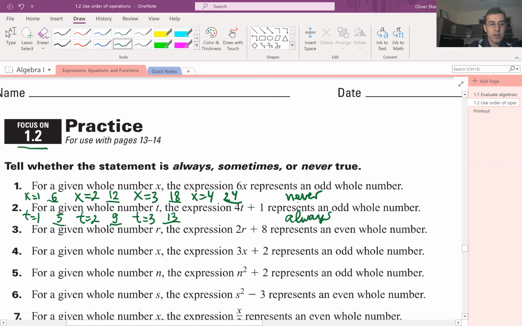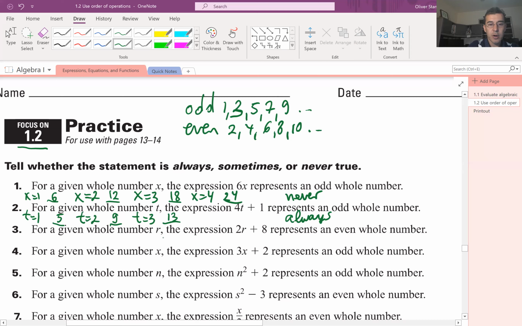For number 3, for a given whole number r, the expression 2r plus 8 represents an even whole number. Just as a review, odd and even. Odd is 1, 3, 5, 7, 9, and so forth. Even numbers are 2, 4, 6, 8, 10, and so forth, right?